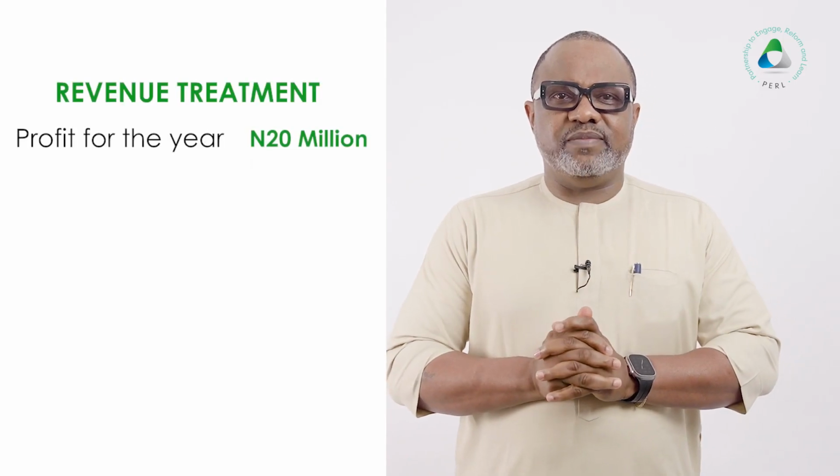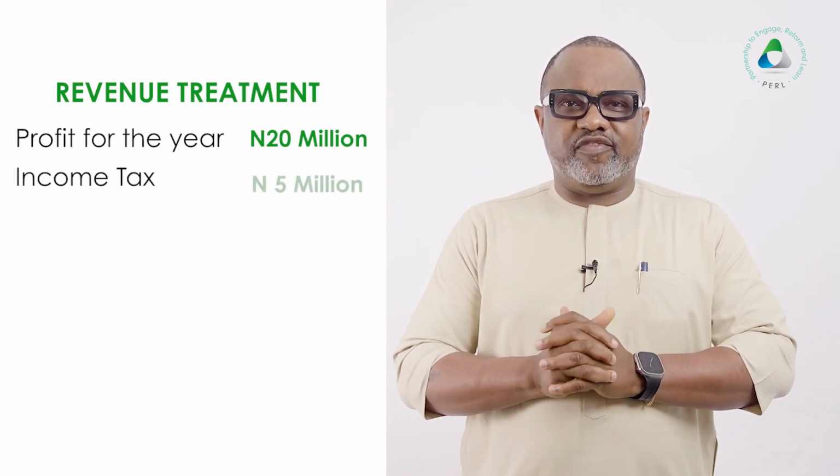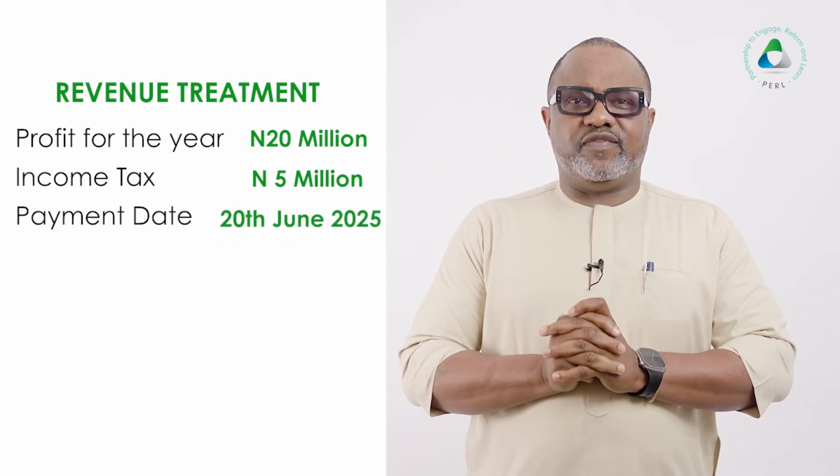Finally, we'll look at the different treatments of revenues. Let's take a company that has a financial year running from 1st January to 31st December, which is the same as the government financial year. During the year 2024, the company makes a profit of 20 million naira and is liable for company's income tax of 5 million naira. It will be paid on the 20th of June 2025.